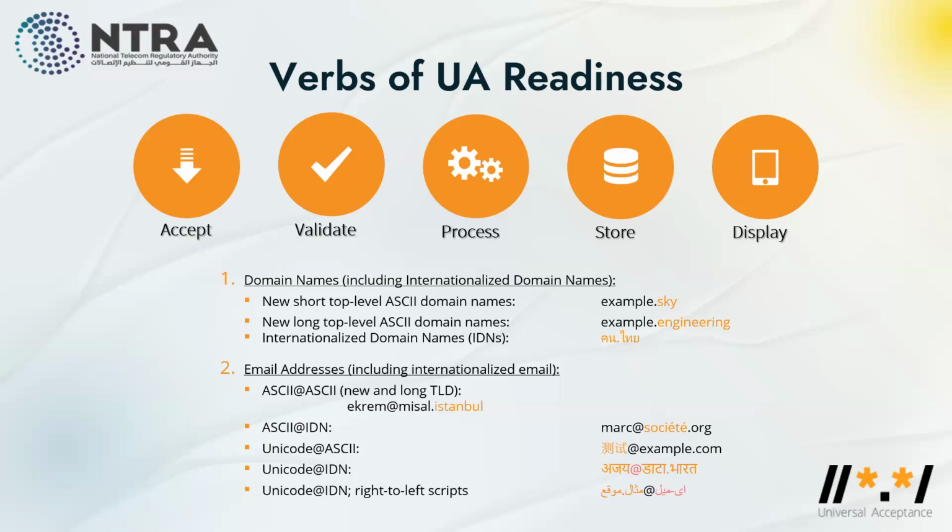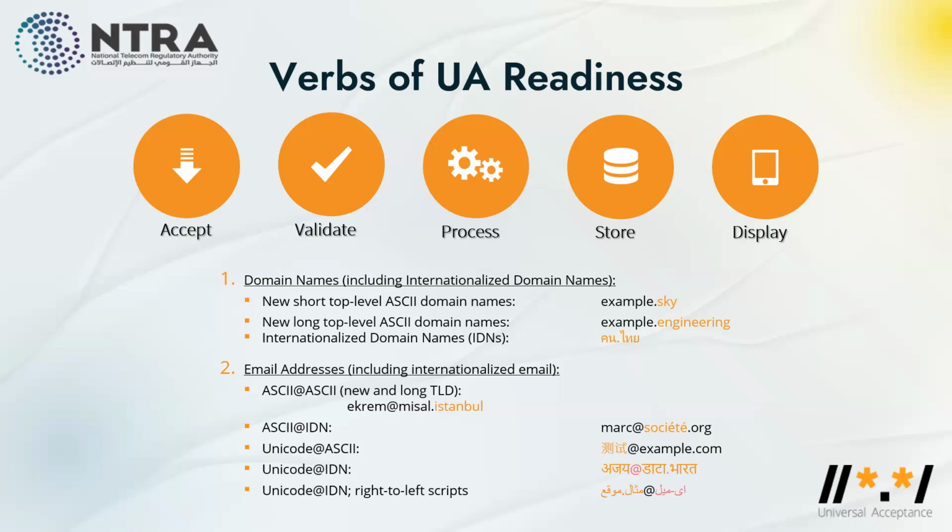Unicode at IDN for right-to-left script, like my language, the Arabic language, or Arabic script. As I recall, I said before that there is only one context per script. Arabic script, right-to-left context. Latin script, left-to-right context. There is no way to mix between different contexts.